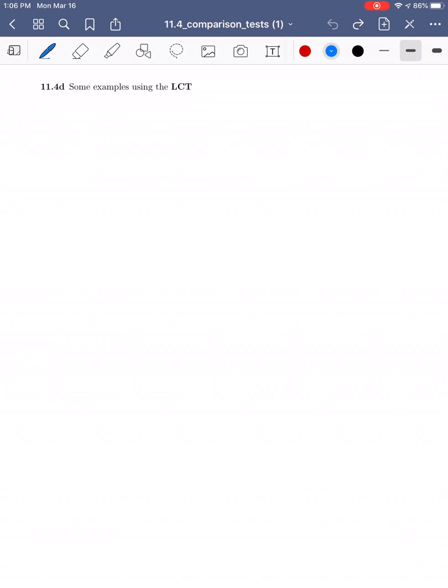Here we're going to do a few examples using the limit comparison test. So as a first example, consider the following infinite series. The series from n equals 1 to infinity of 2n squared plus 3n all over the square root of 5 plus n to the fifth.